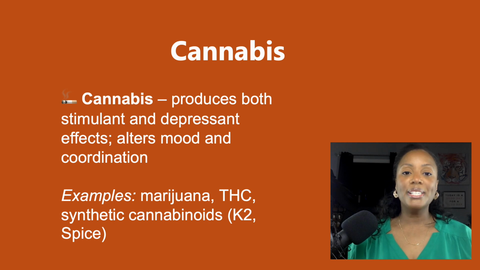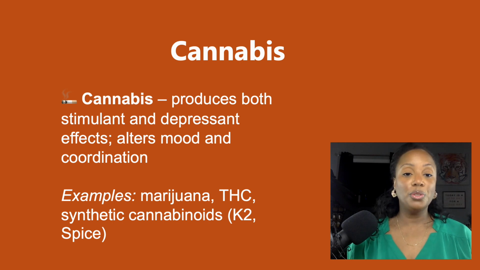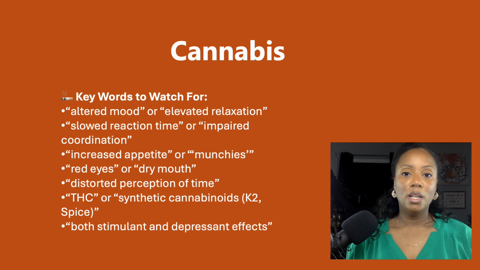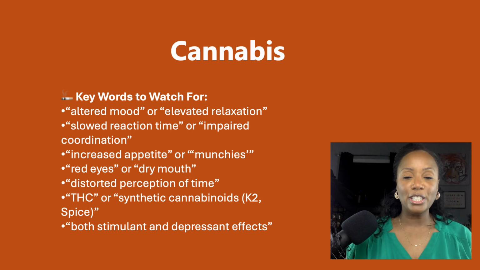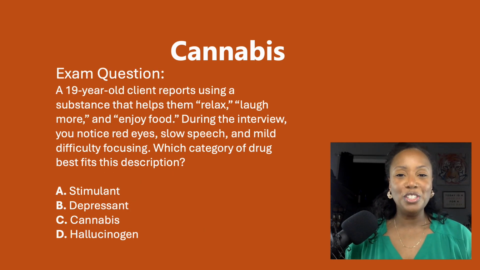The fifth drug category is cannabis. Cannabis is unique because it can act both as a stimulant or a depressant, depending on the person and how much is used. It can alter your mood, perception, and coordination. That's what makes people feel relaxed or giggly. Some examples of cannabis include marijuana, THC, and synthetic cannabis such as K2 and spice. Some keywords used on addiction exams when speaking about cannabis include altered mood, relaxation, or slow reaction time.